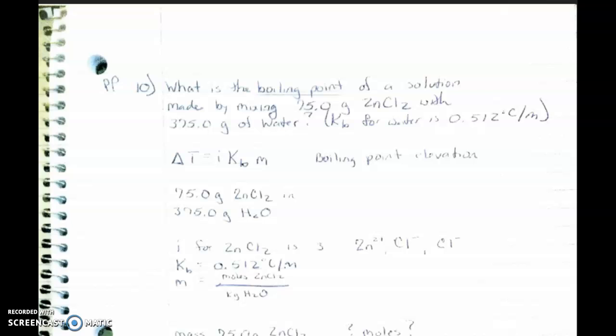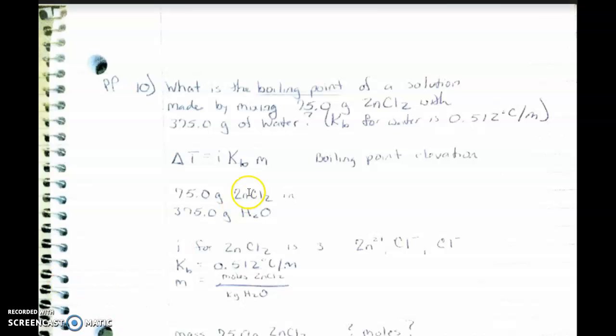So this is problem number 10 of the practice problems from chemistry module 10. And the question is, what is the boiling point of a solution made by mixing 75.0 grams of zinc chloride with 375.0 grams of water? And the boiling point constant for water is 0.512 degrees Celsius per molality. Remember, molality is a concentration.